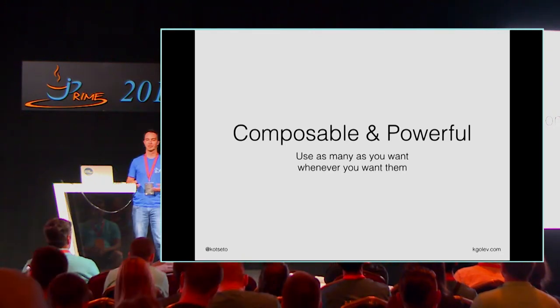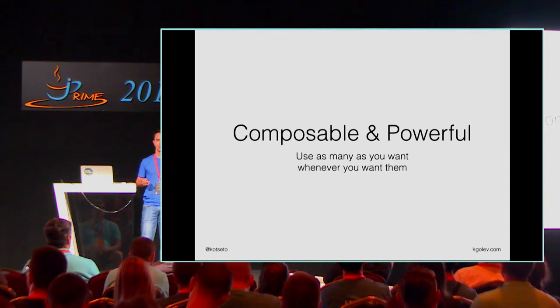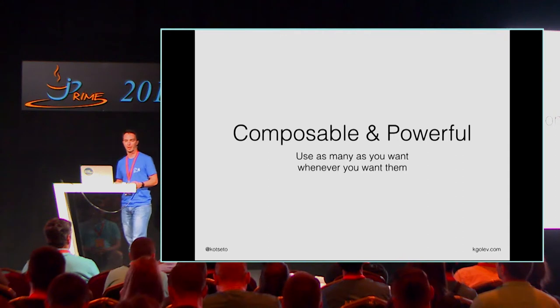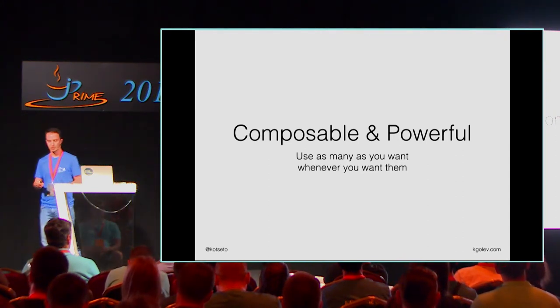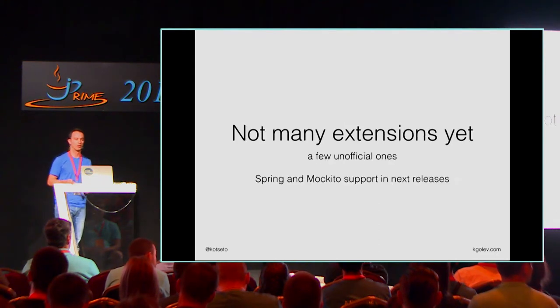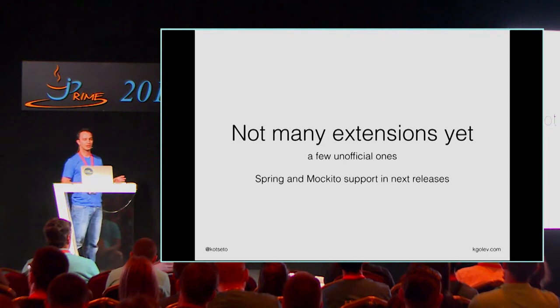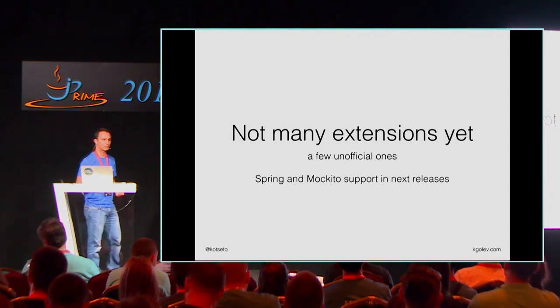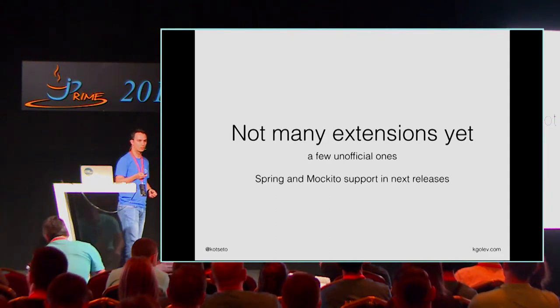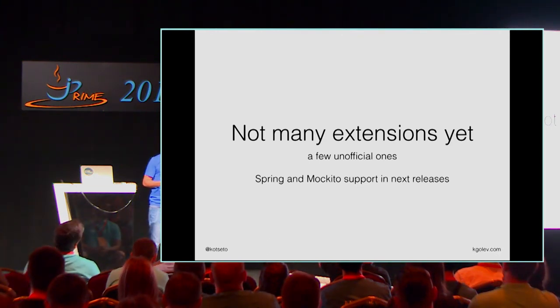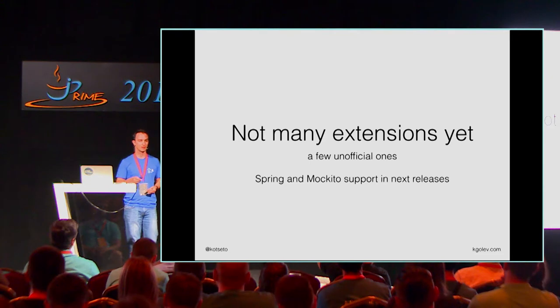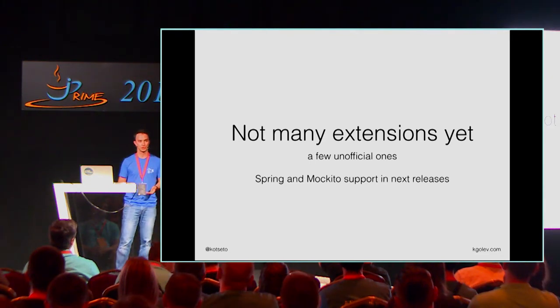You can put as many extensions as you want on a method or on a class, unlike the runner, and wherever you want them. And this really solves the problem. Now, of course, because there is no release yet, there are not many extensions. But you have heard Jürgen, the Spring architect, he said there is going to be a JUnit 5 support in Spring 5, even if it's based on a milestone version of JUnit 5.